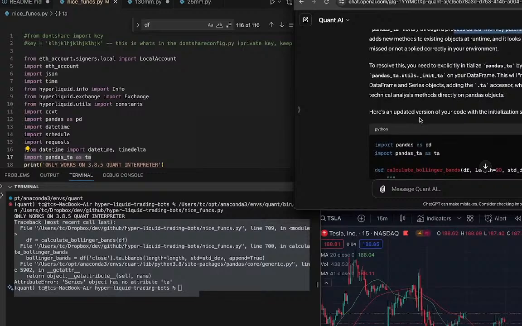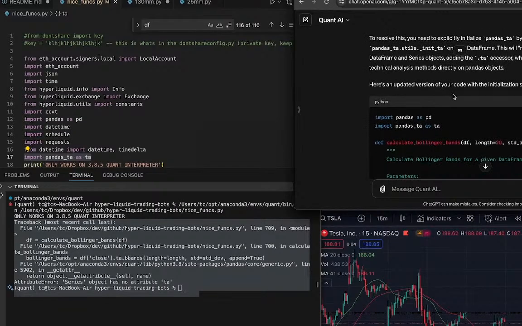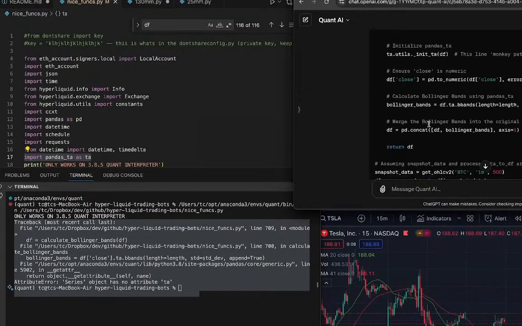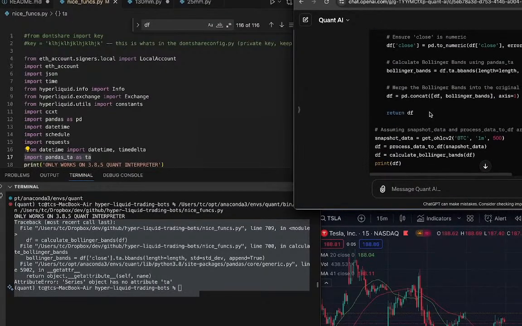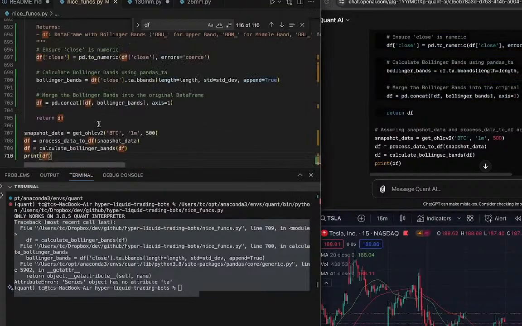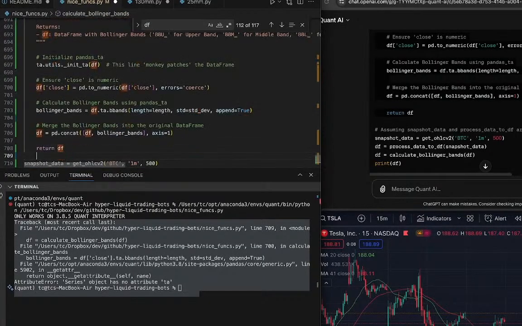To resolve this, you need to explicitly initialize pandas TA by calling pandas TA.utils.init. This will monkey patch your DataFrame and series. I don't know what monkey patch is, to be honest. What's a monkey patch? I know he explained it, but I don't understand it. I should probably learn, but we'll see. Can you explain a little bit more about monkey patching?